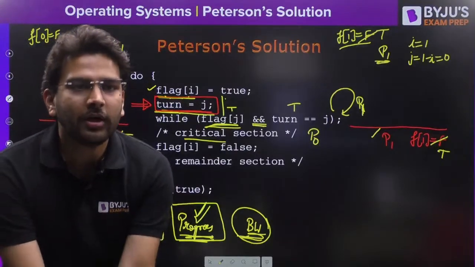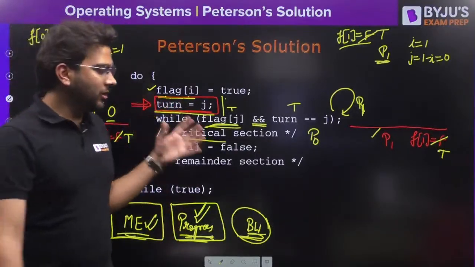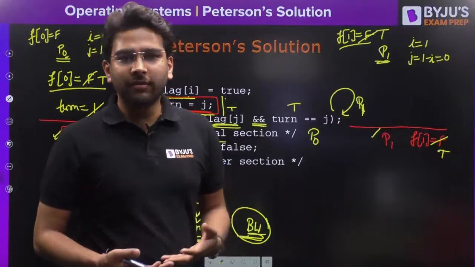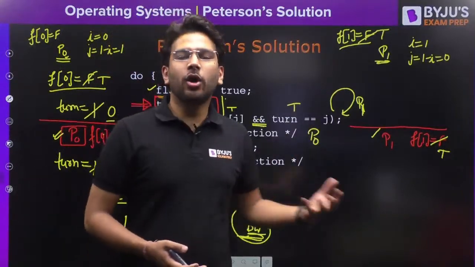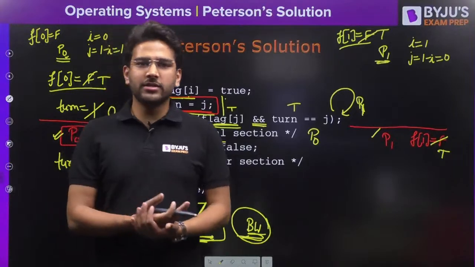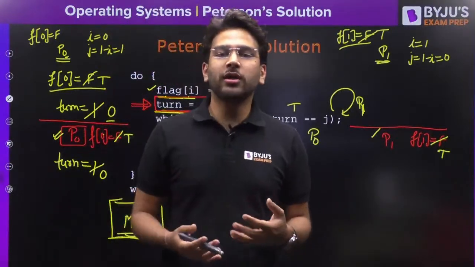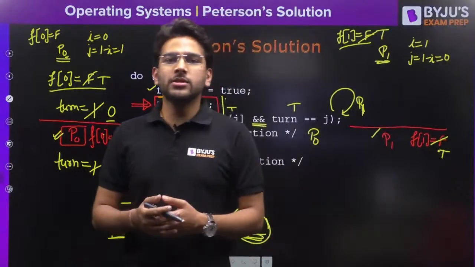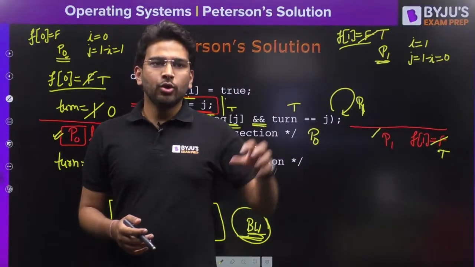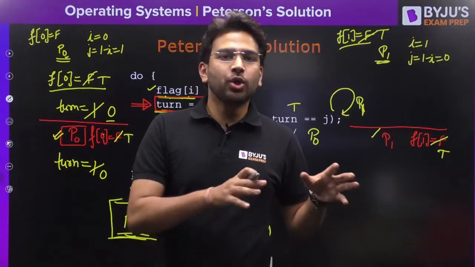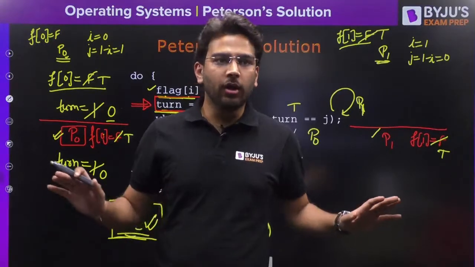No, Ikra, strict alternation is related to bounded waiting. If we have strict alternation, then we can say bounded waiting is satisfied. But if strict alternation is not there, then also we can have some cases where bounded waiting is satisfied. So strict alternation is not related to progress at all.